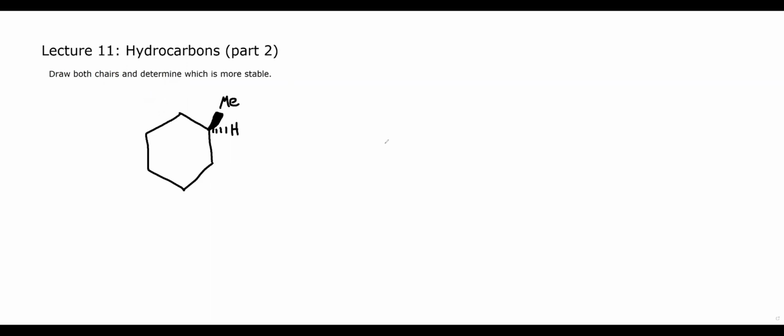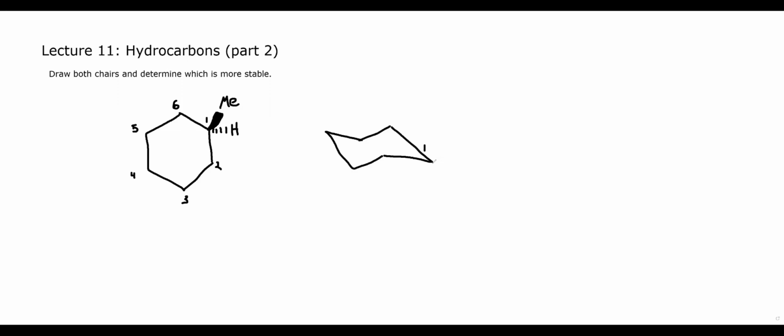Okay, so the first thing you do is you simply draw a chair. It doesn't matter which one. I'm just going to draw it like this first. Okay, there's our first chair. And let's go ahead and draw this. So we have a methyl group here. Let's number these carbons. 1, 2, 3, 4, 5, and 6. I'm just going to call this one over here on the tip generically 1. Okay, let's call this carbon 1.